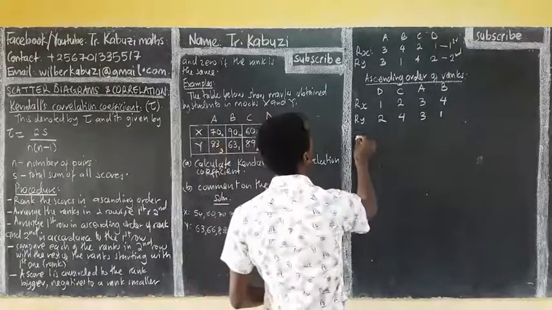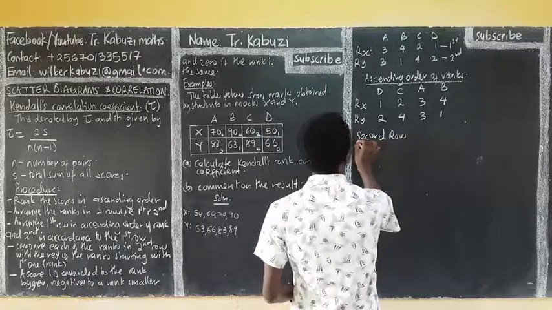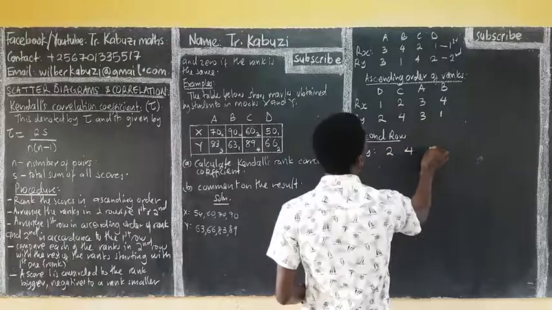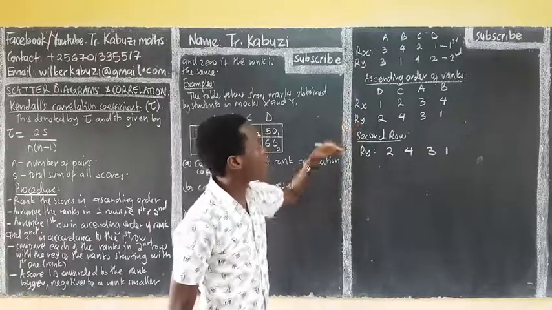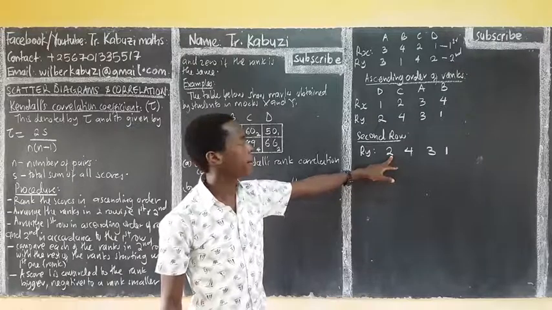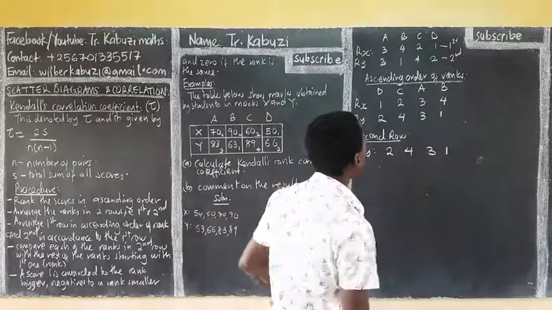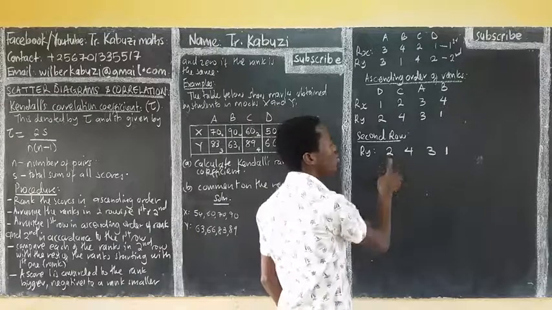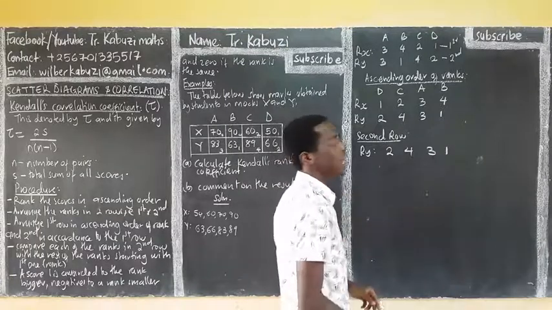Now this is our second row. Now we put the values we have there in our second row. We have 2, 4, 3, and 1. Now, how do we rank? For a value bigger than the first, we assign a positive 1. Those which are smaller than it, we assign a negative 1. So, values which are bigger than this 2 will be positive 1, and this one is smaller, so we assign it a negative 1.